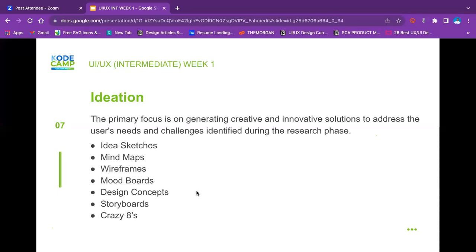Then we have what we call the storyboard. So does anyone have any idea of what a storyboard is? Hello, anybody? Guys, we are all intermediate people. Yeah, okay.